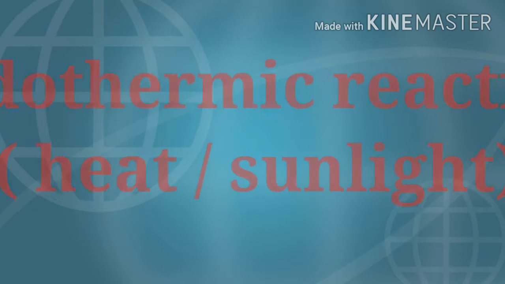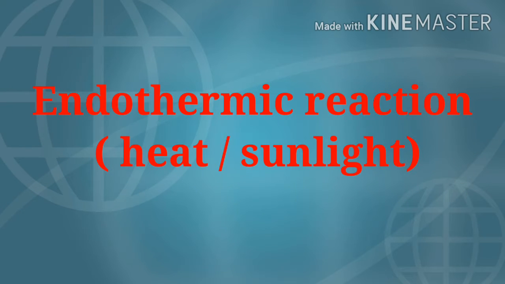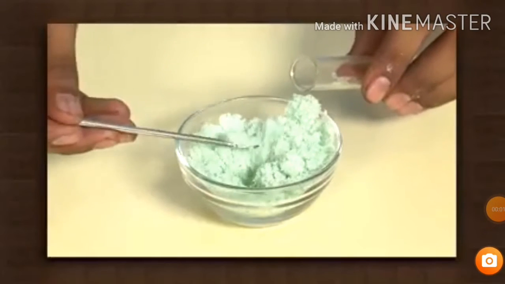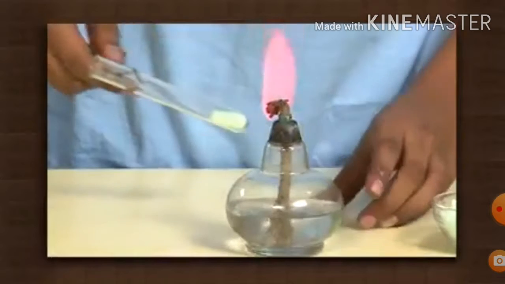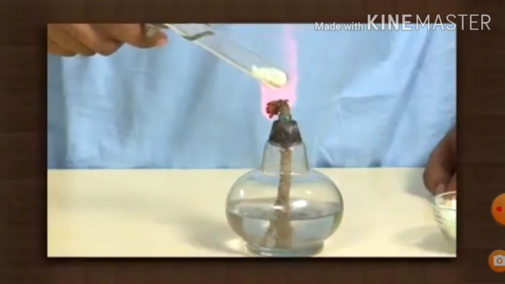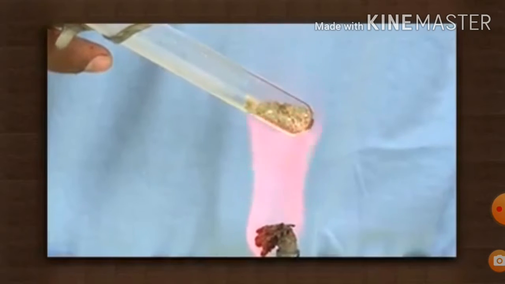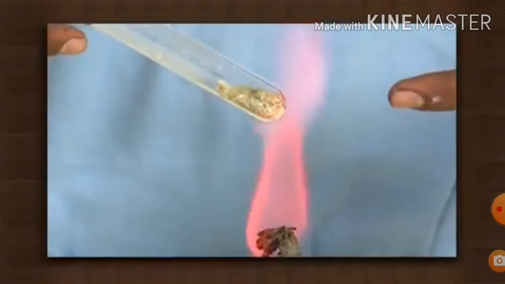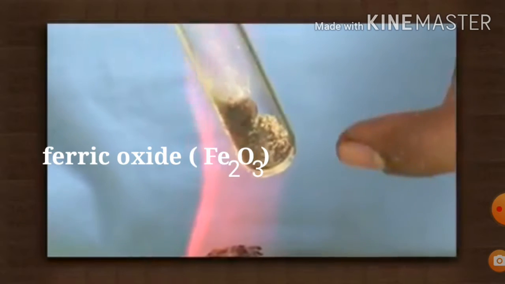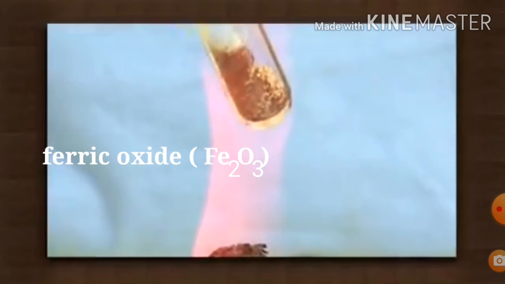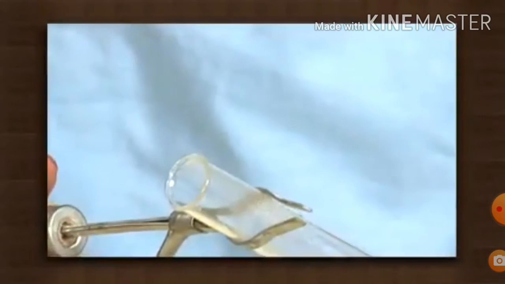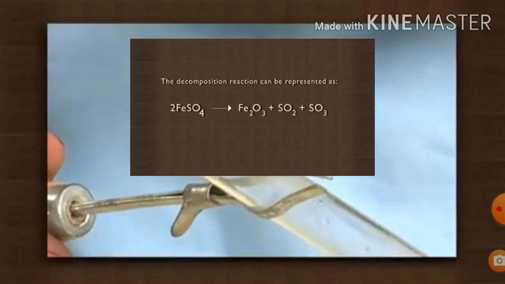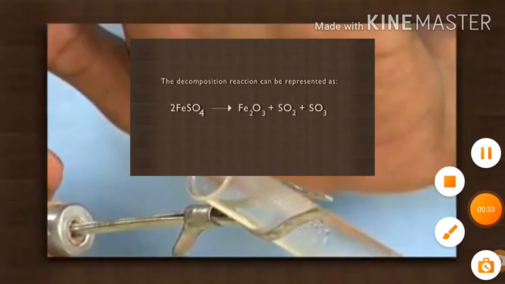Let us analyze some more examples of decomposition reactions in which heat and sunlight are absorbed as energy. In the first example, we are taking some crystals of ferrous sulfate and exposing them to heat. When heat is applied, the crystal loses water and changes its color. It then decomposes into three simpler substances. The solid we can see is ferric oxide. The other two products are sulfur dioxide and sulfur trioxide gases, which are a little bit toxic in nature. That is, 2FeSO4 gives Fe2O3 plus SO2 plus SO3.